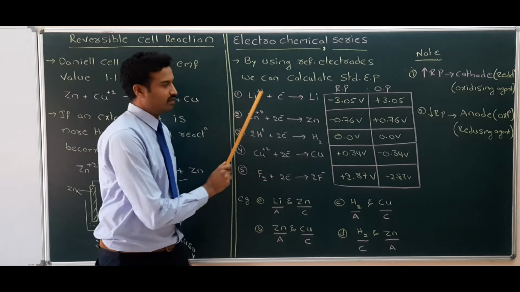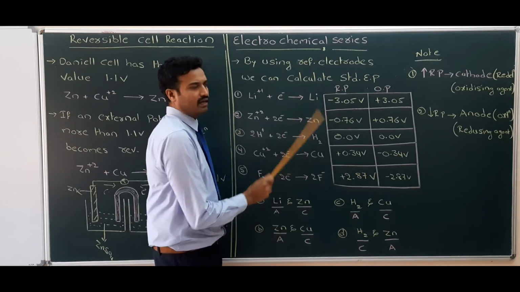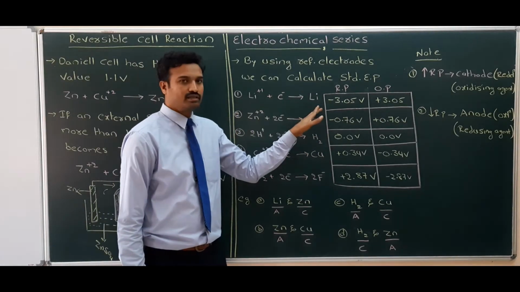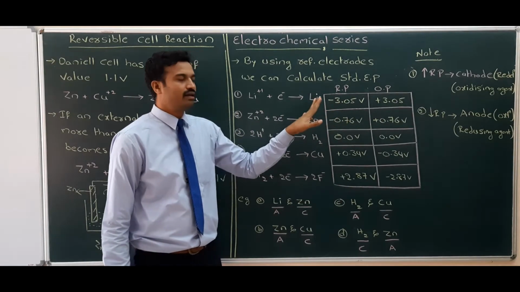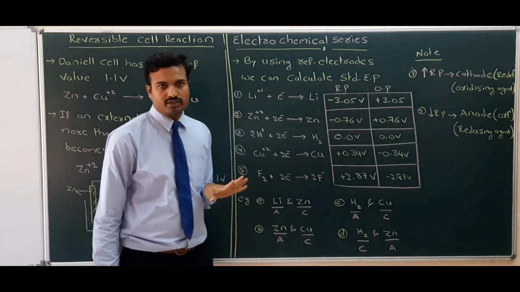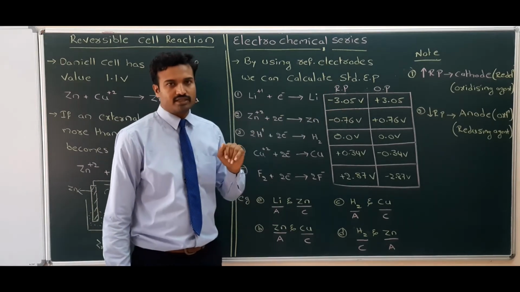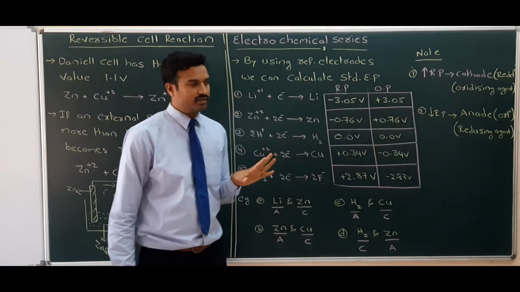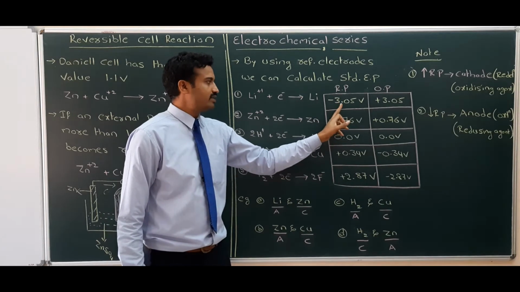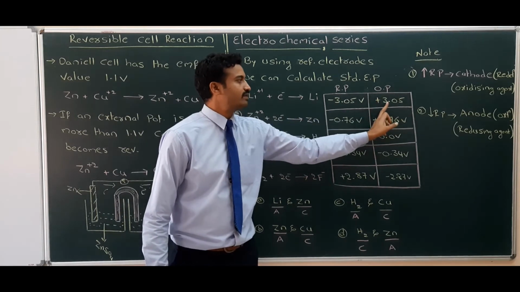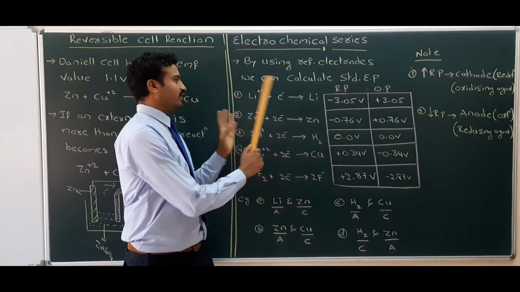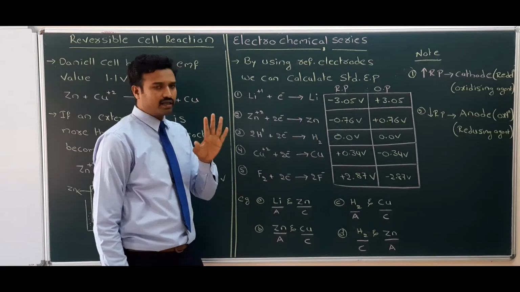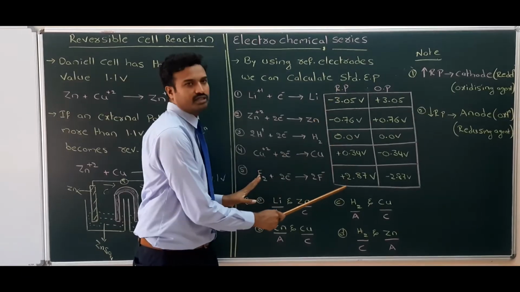Here during this reduction, the reduction potential value is minus 3.05 volts. If it is an oxidation potential, then it is plus 3.05 volts. Reduction potential minus 3.05, oxidation potential plus 3.05. So the reverse case value is oxidation, the forward case value is reduction potential. According to IUPAC norms, we should take only reduction potential.